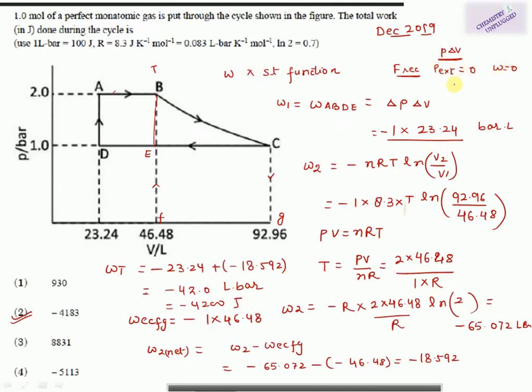But if you have a certain amount of external pressure, then you will use this formula: W is equal to minus P external dV. Minus means the work is done by the system. And if you have positive work, it means work is done on the system by the surroundings.